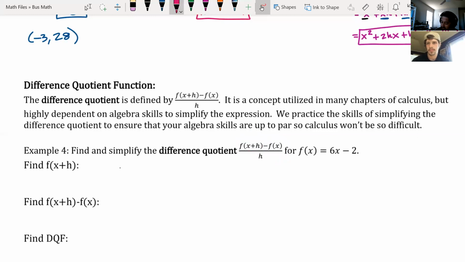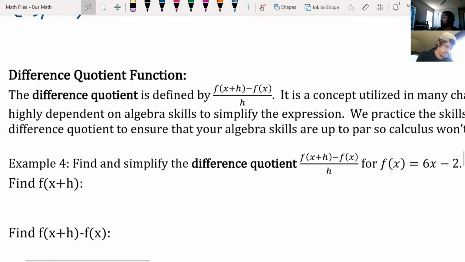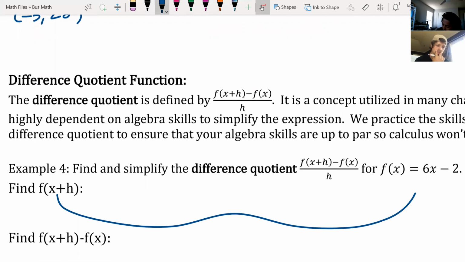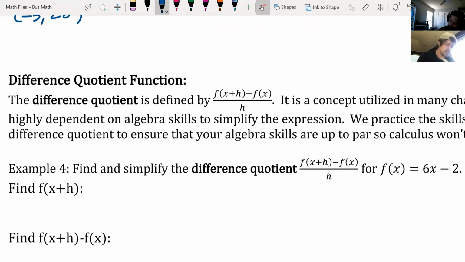So let's go ahead and start it out. We are given the function f of x equals 6x minus 2. Let's apply the difference quotient to this function. Over here, I have the steps labeled already. We are going to start with f of x plus h. That looks familiar, because that's what we just did above. We practiced plugging in f of x plus h. So here we go. You take that x plus h and plug it in for that x. So this is going to be 6 times x plus h minus 2.